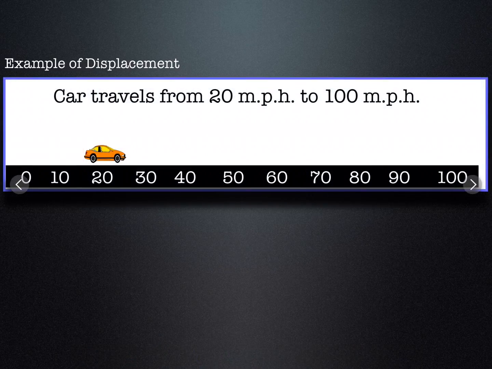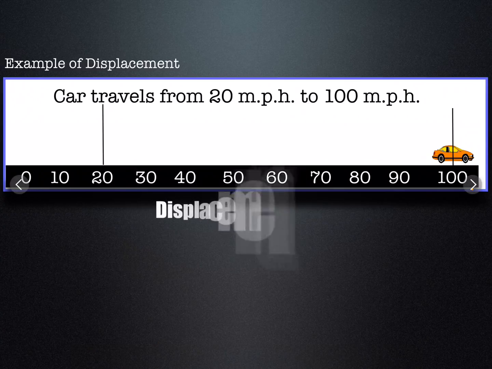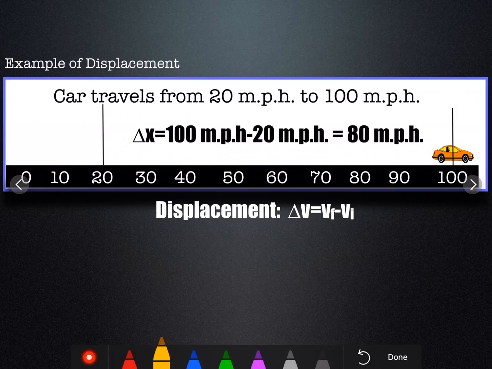So an example of displacement: let's say a car travels from 20 miles per hour to 100 miles per hour. Displacement, change in V, is VF minus VI. We're going to have 100 minus 20. So you always have your final minus your initial. We'd end up having 80 miles per hour. So displacement for this car is 80 miles per hour.